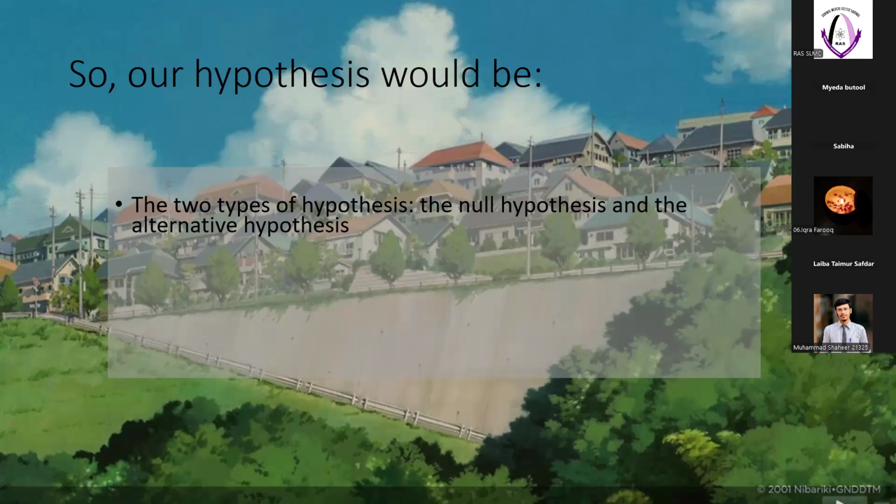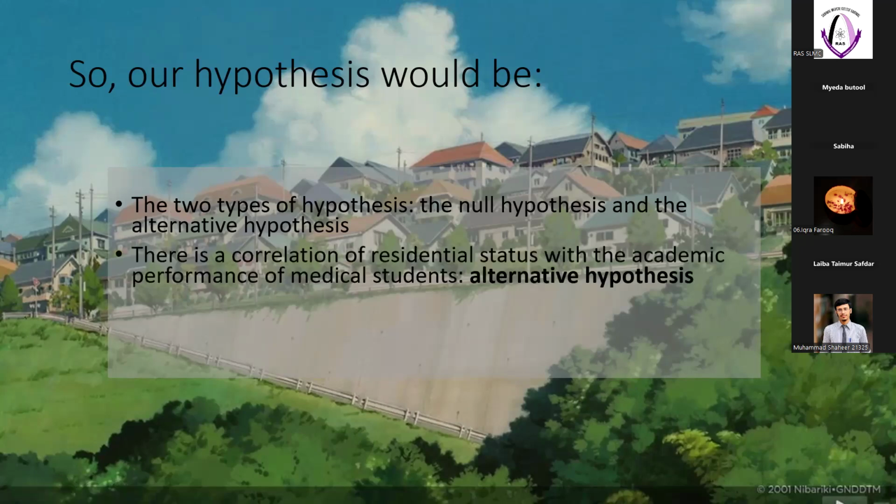Okay, so there's no relationship between, yeah, null hypothesis would be great, amazing. And the alternative hypothesis would be that there is a relationship between academic performance and residential status. So great, Raima.